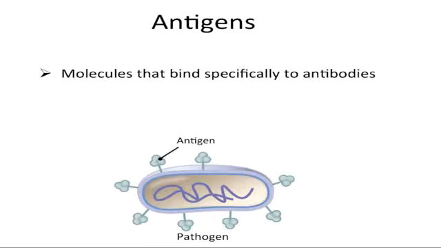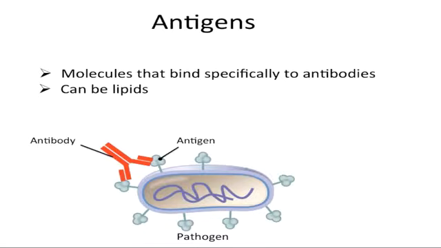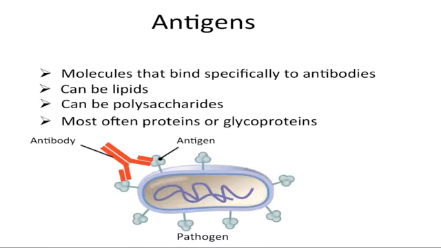An antigen is a molecule that can specifically bind to an antibody. Antigens can be lipids, polysaccharides, or most often, proteins or glycoproteins. The latter are proteins combined with sugar molecules.